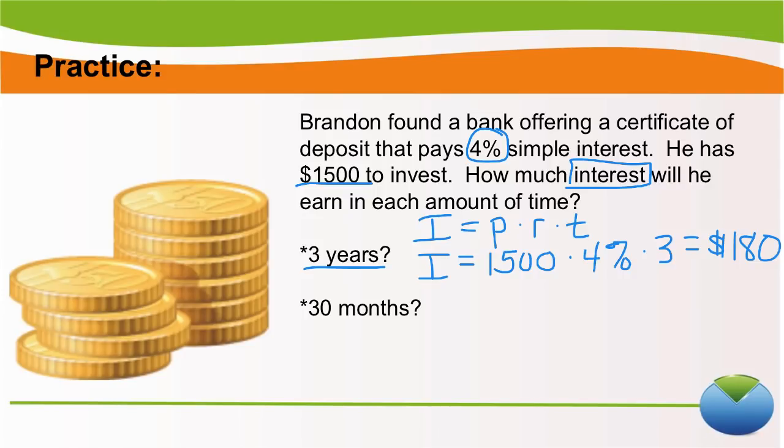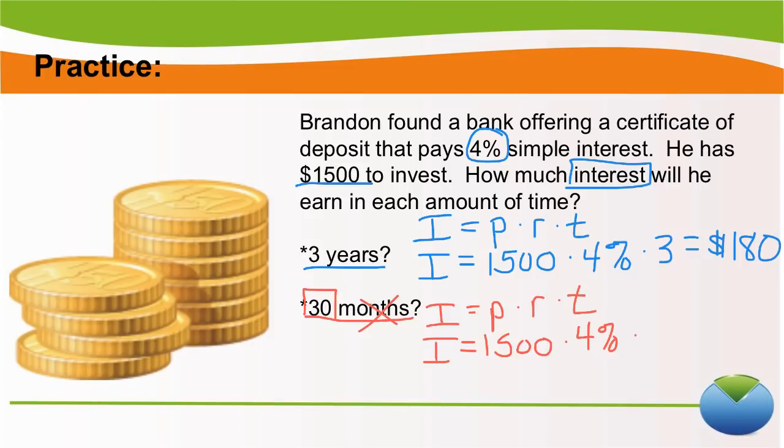Let's try if he left it in for 30 months instead. We're going to use the same formula. The interest he earns is the money times the rate times the time in years. He still is going to invest $1,500. It's still 4 using the percent key, but this time I can't use this 30. That 30 is no good because I can't use the months.